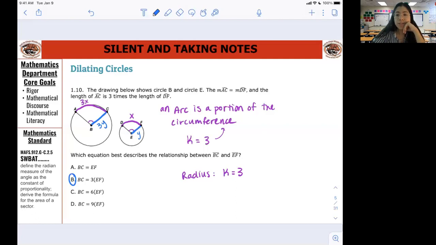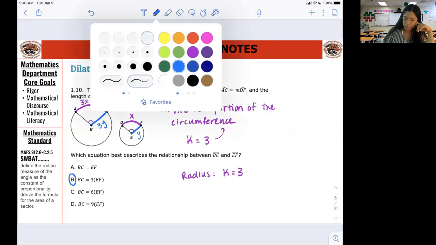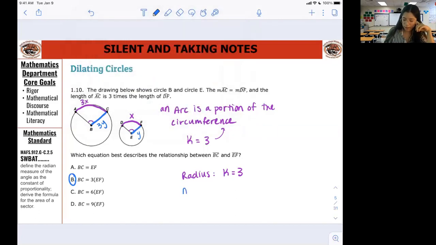And then Jalen was asking about the area. Yes. So in this case, the question isn't asking about the area, but if you wanted to find the area, the scale factor would be 9, not 3. Good thing to point out. Any questions on that?